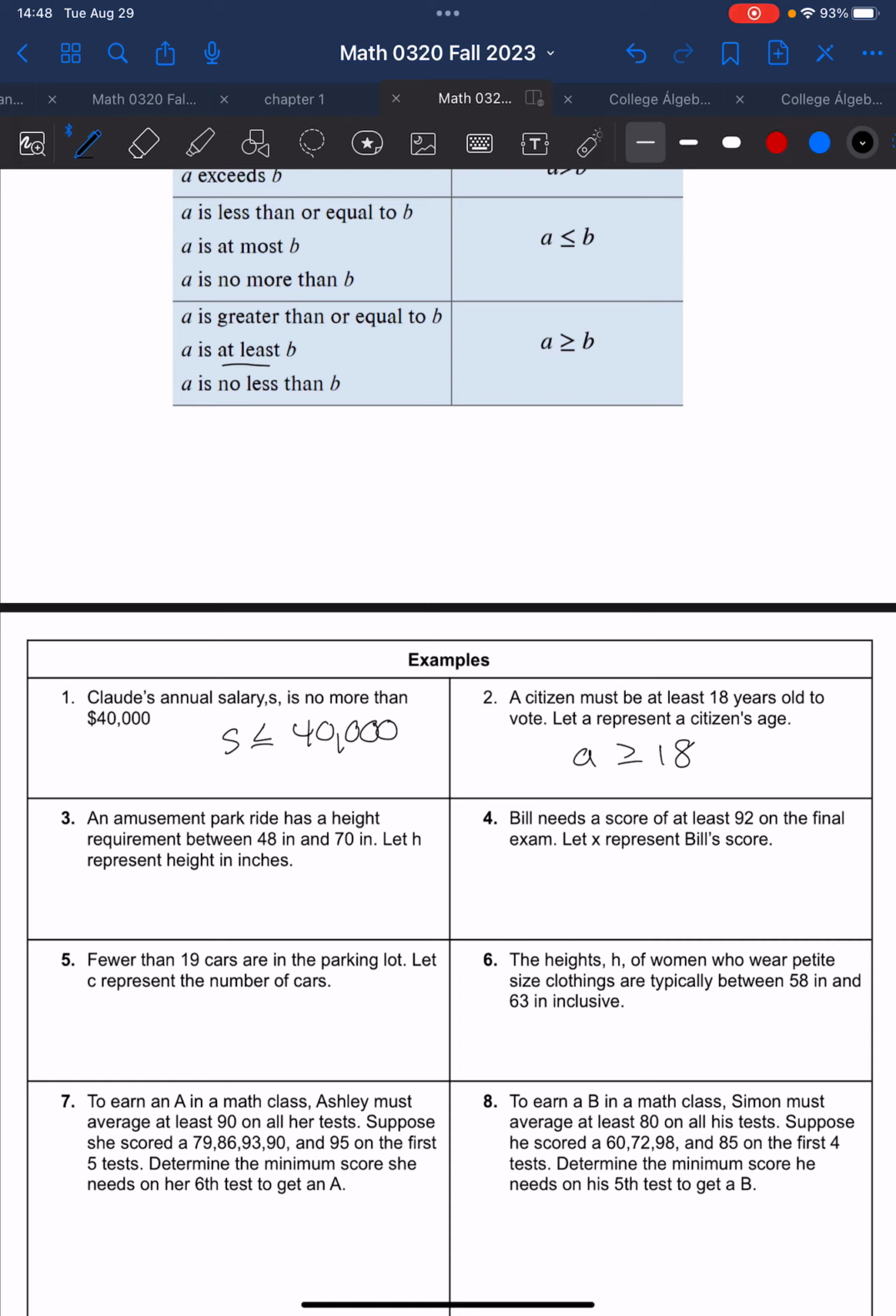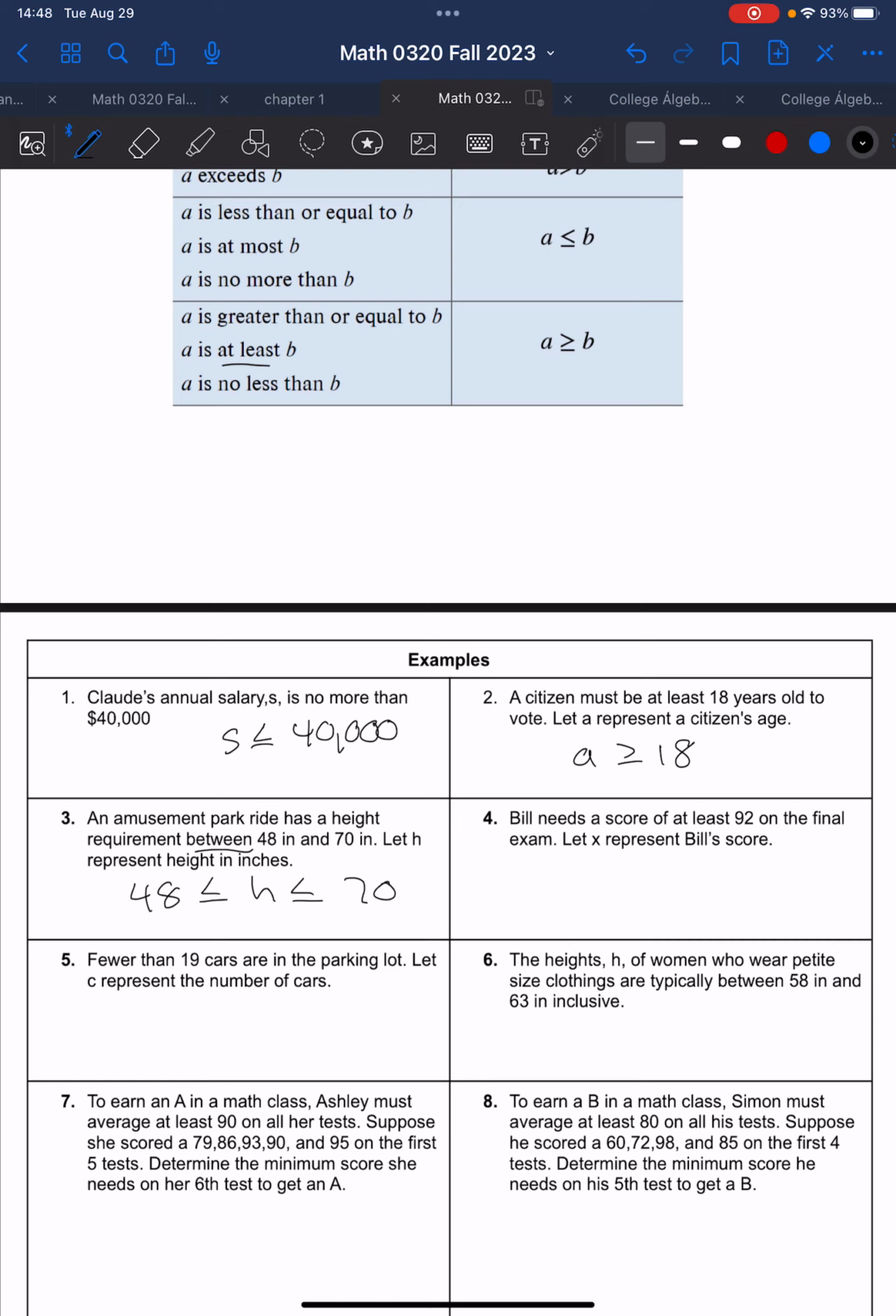Number 3 says an amusement park ride has a height requirement between 48 inches and 70 inches. Let H represent height in inches. Okay, so remember, if we see the word between, we're using less than symbols. When we are talking about the height for a ride, this means that we could be 48 inches and we could be 70 inches. So this would be 48 less than or equal to H, less than or equal to 70.